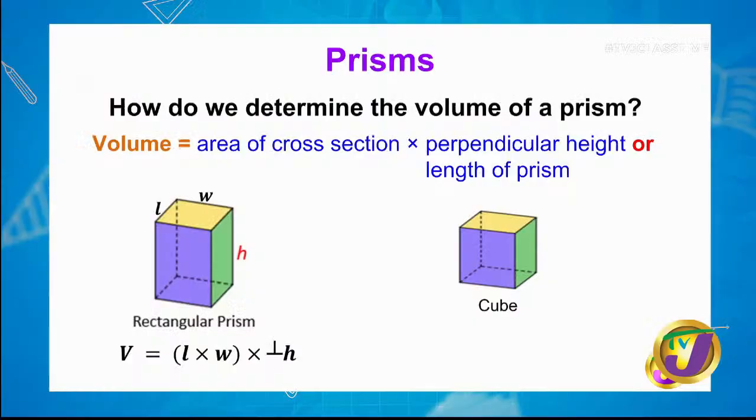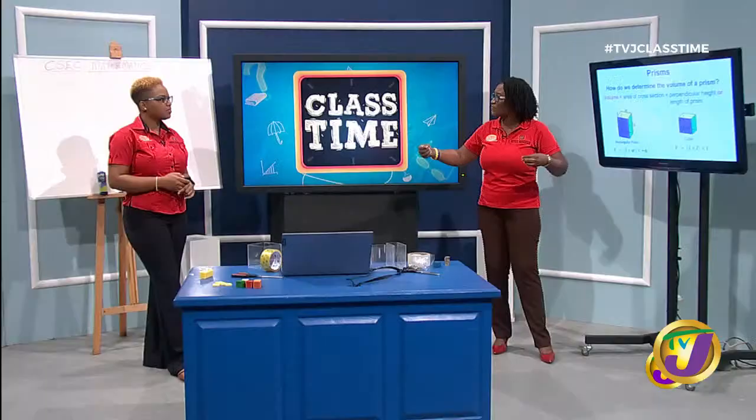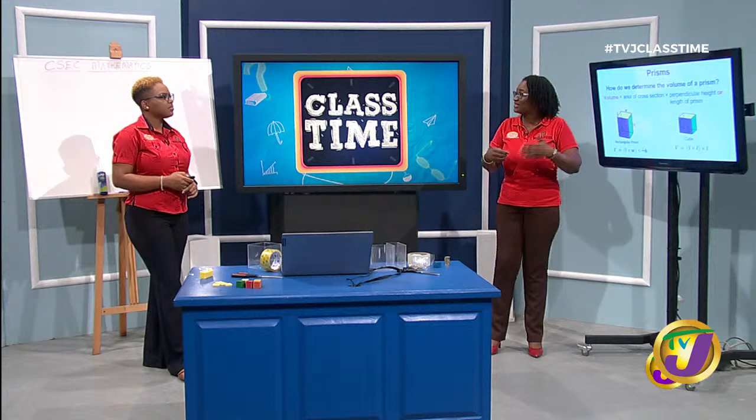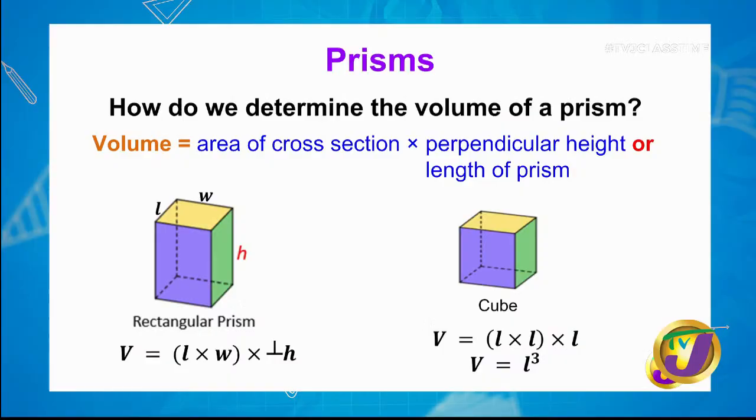Fabulous. And the same applies to the cube, because we know that the cube is a special rectangular prism as well. What makes it special, as we identified earlier, is that the three dimensions, the length, the width, and the perpendicular height, are all the same value, because we talked about the faces being squares. So when we're calculating our volume, we may say length multiplied by length multiplied by length. And we know from indices that when we multiply the same number several times, we can use indices to write that. And so the volume of a cube can be found by cubing its length, or length cubed.